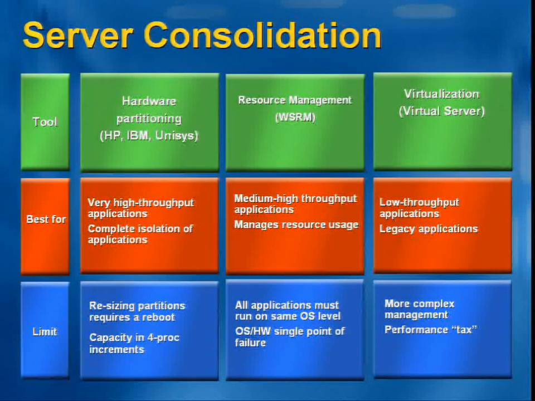So hardware partitioning is very good for very high throughput applications. By segmenting out the hardware, you're really isolating those applications and really the entire application stack to those 4 procs. Now, on the flip side, the downside of that is that you are segmenting out by 4 procs, by chunks of 4 procs.